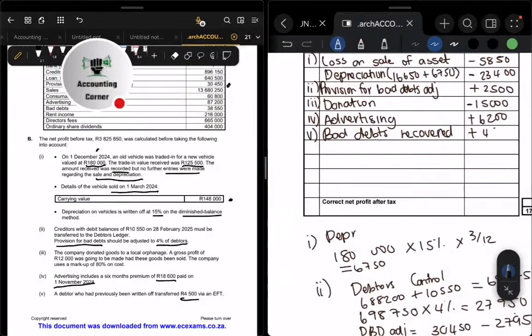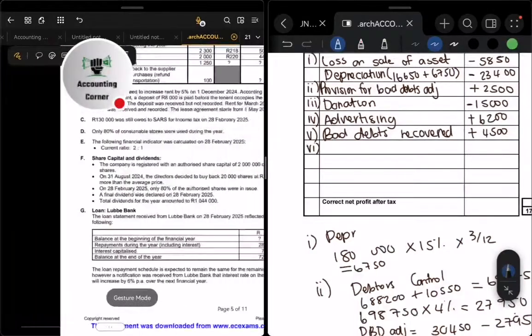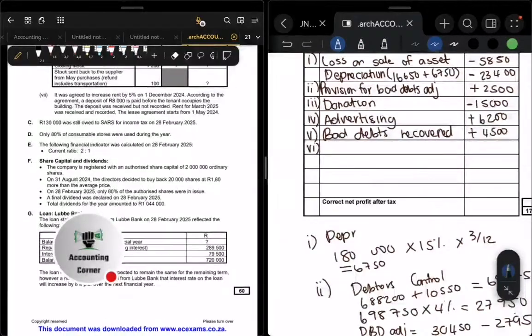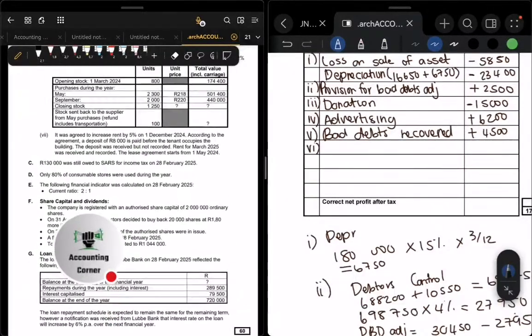Plus 4,500. Then 6. Okay, 6. What did they tell us with 6?